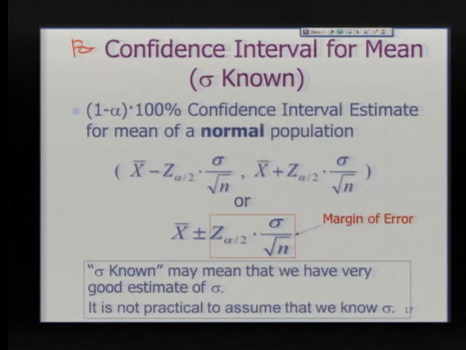So from these slides, we come up with an interval estimate like this: sample mean plus or minus some z-score times the standard error.